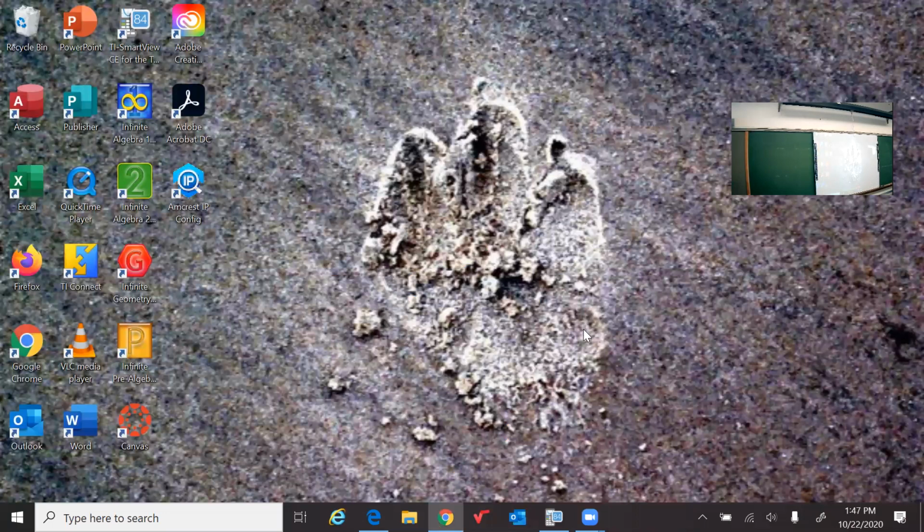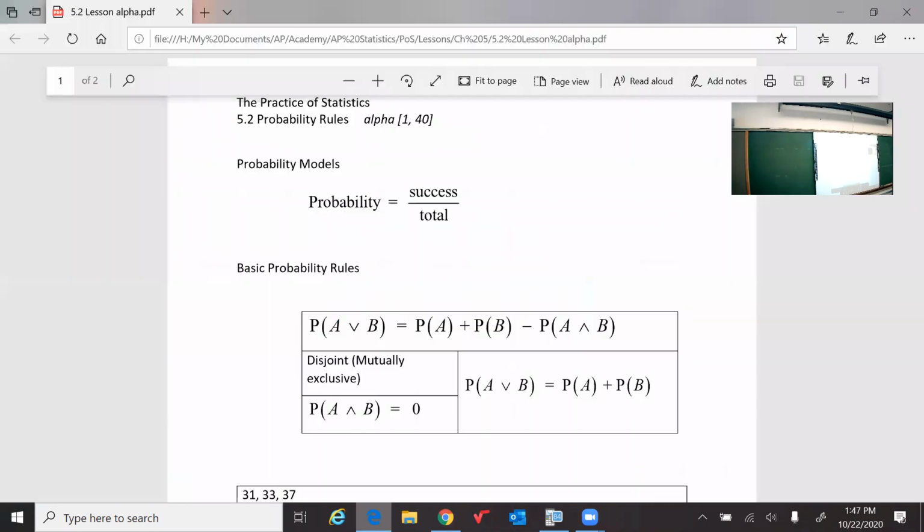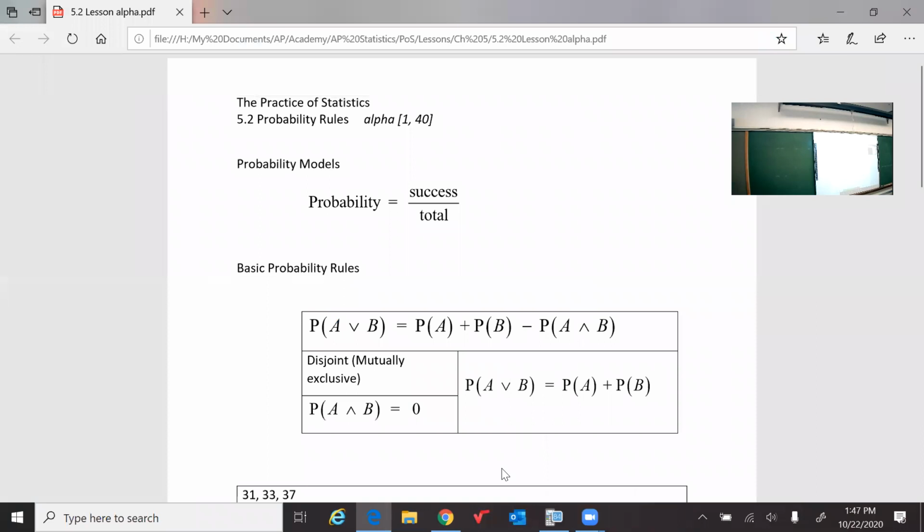So what we need you to do for 5-2 alpha is go to page 325 of your textbook and read the first 4 bullet points. And you are additionally, in Canvas, going to Google Slides, and you're going to go through the first 40 slides.